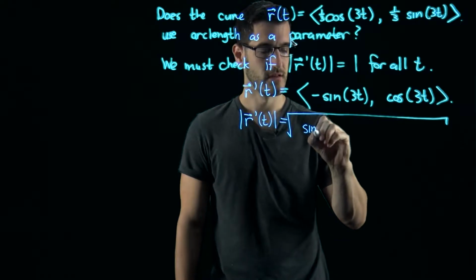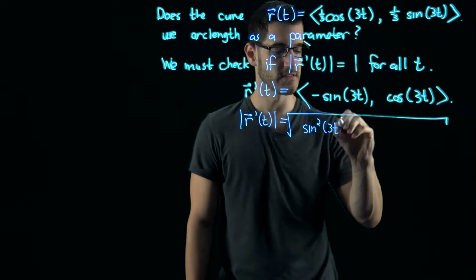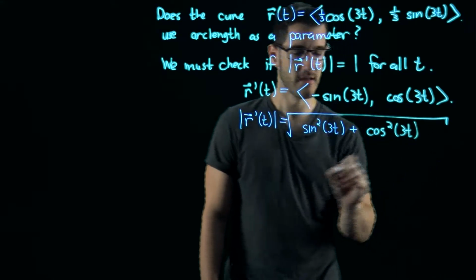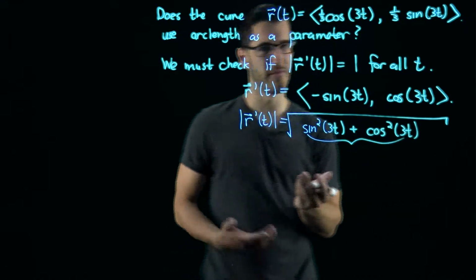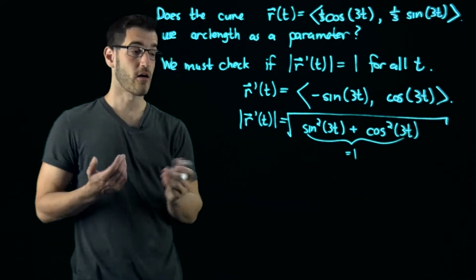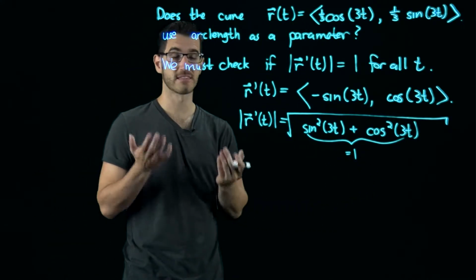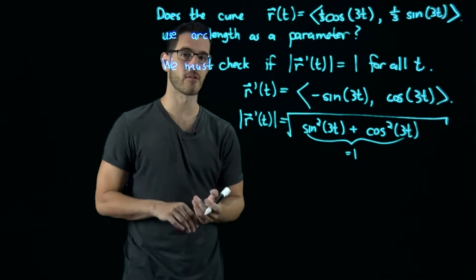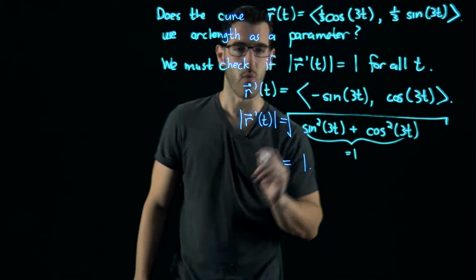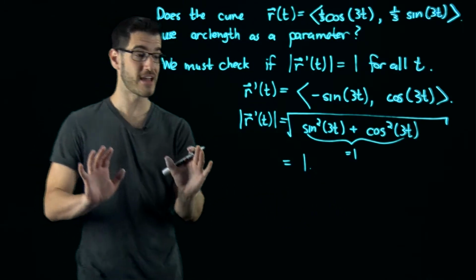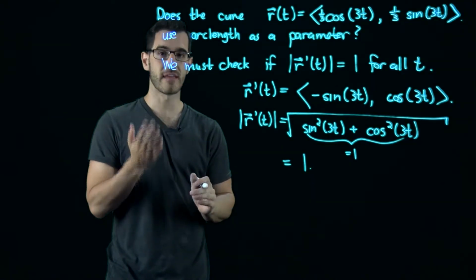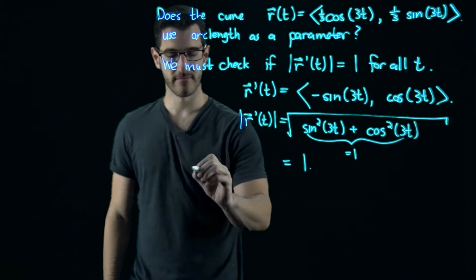So this first component squared is just sine squared of 3t. The second one is cosine squared of 3t. And by now, hopefully, you've realized this appears somewhat frequently. Our Pythagorean trig identity just tells me that sine squared of an angle plus cosine squared of that same angle is 1. So the magnitude of r prime of t is 1. It does not matter what t is. We always get the number 1. So this curve is parameterized by arc length.